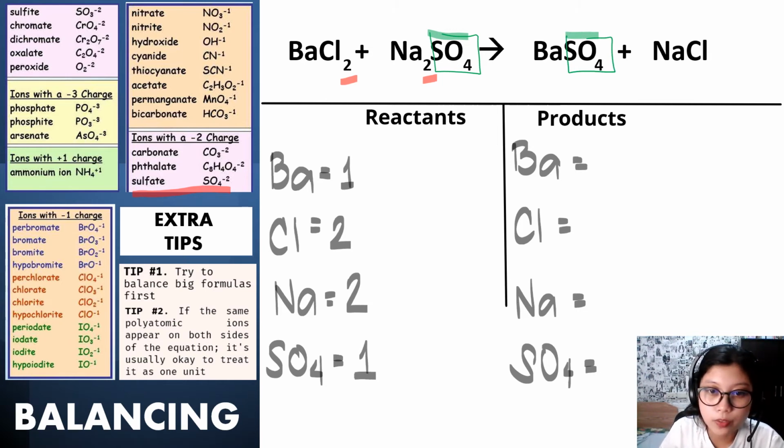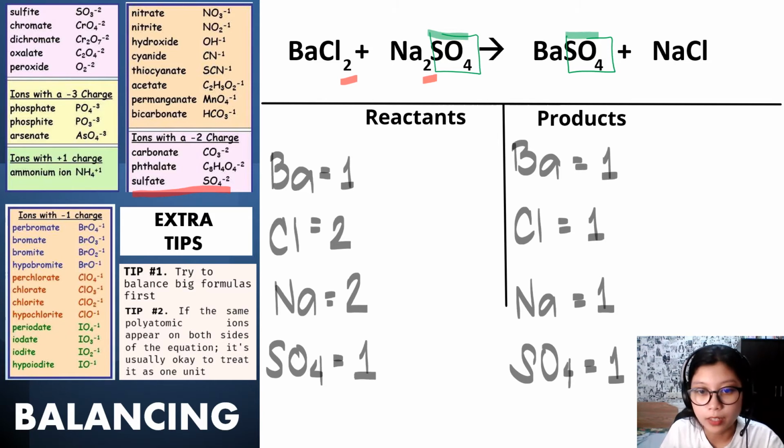Let's proceed to the product side. How many Ba are there in the chemical equation? We have 1. For Cl, we only have 1. For Na, also 1. And for SO4, since we are treating it as one unit, there is also 1.